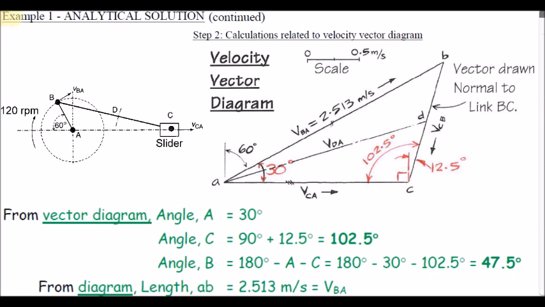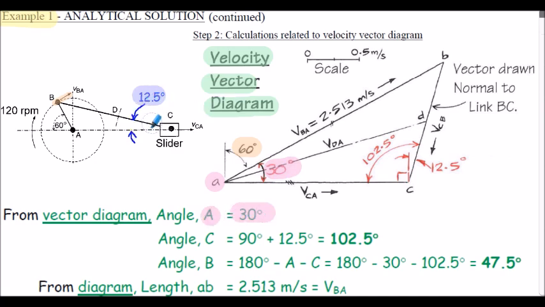So example 1 continued. Let's now consider our velocity vector diagram from our graphical method in the previous presentation, and let's try and determine the various angles A, B, C and also lengths AB. From our previous presentation we know that the angle to the vertical of vector AB was 60 degrees. Don't forget vector VBA is this vector here, which is at right angles to the crank AB. So if the angle to the vertical is 60 degrees, then this angle here at A is 30 degrees, so angle capital A is 30 degrees.